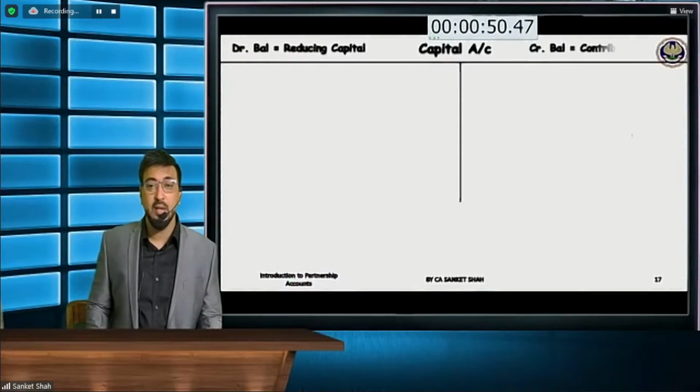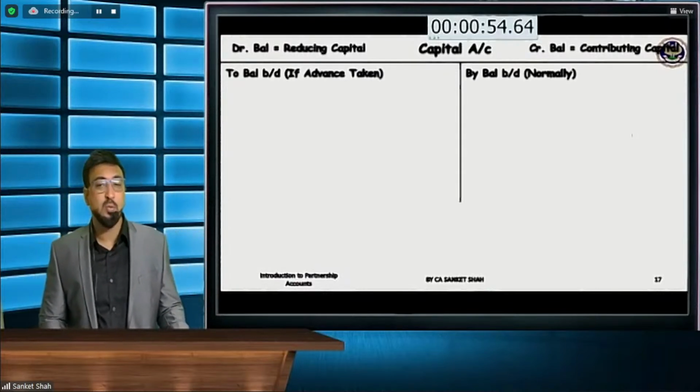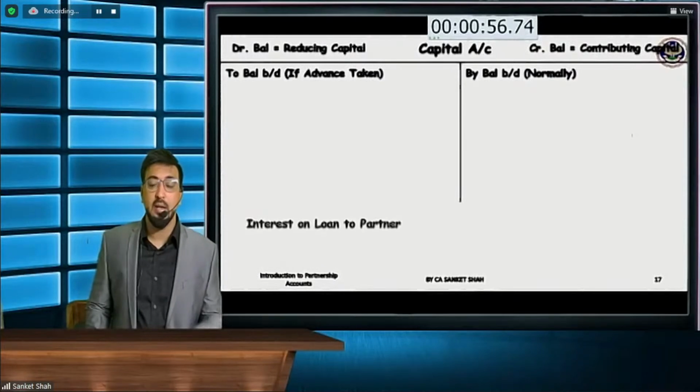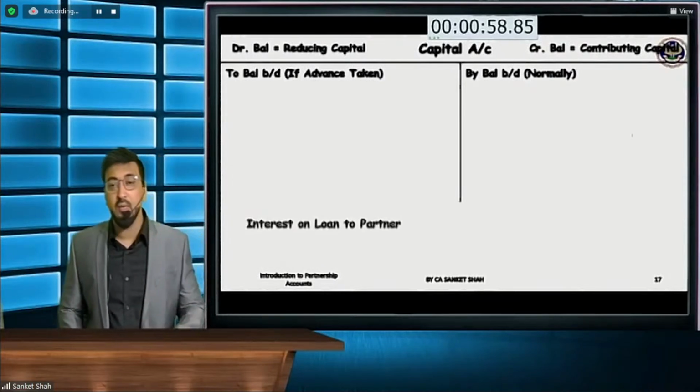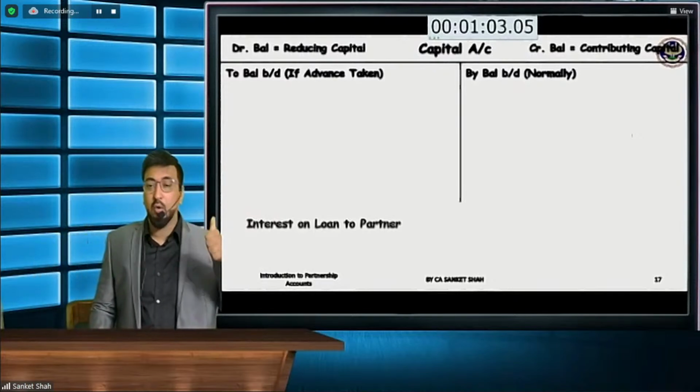Entries are very simple. Let's see the entries one by one. Remember, it's very simple. By balance brought down, to balance brought down. Very simple. Remember this. Let's quickly revise this. Interest on loan, I'm giving you 5 seconds. Revise the interest on loan entry.